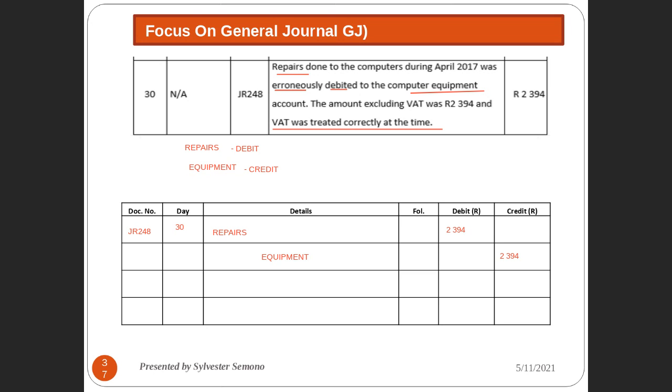Yes, you can just write correction of error. You are perfect, Damien. Thank you so much. You can just say correction of error.